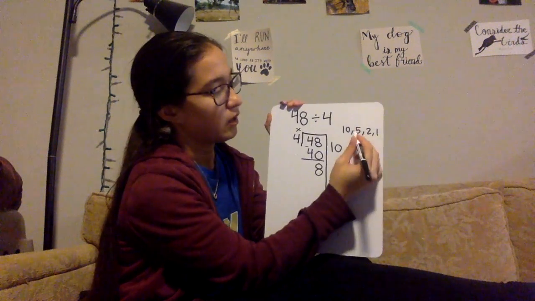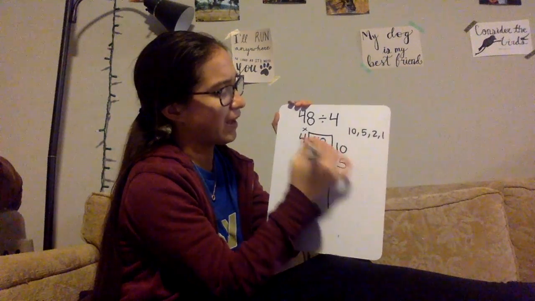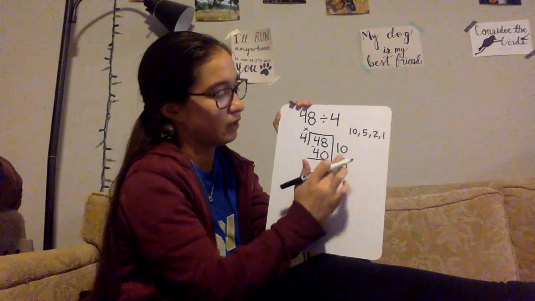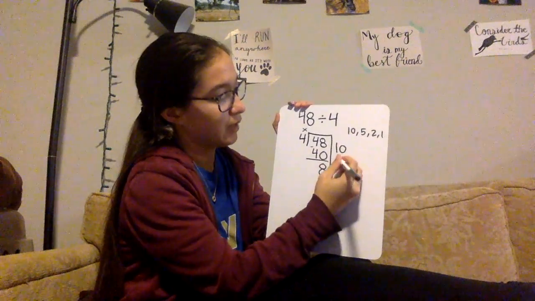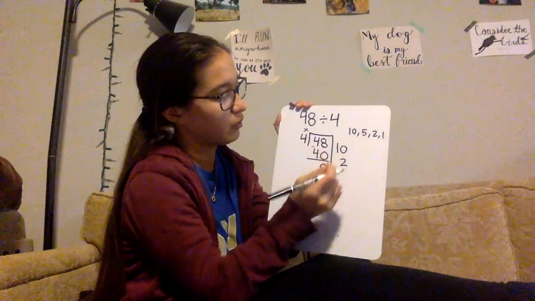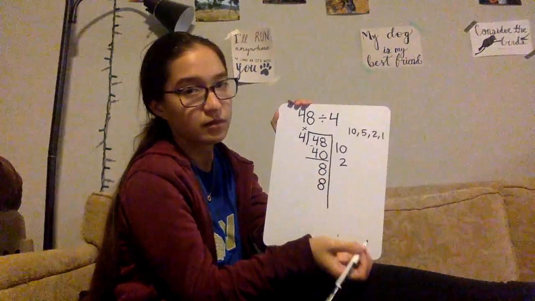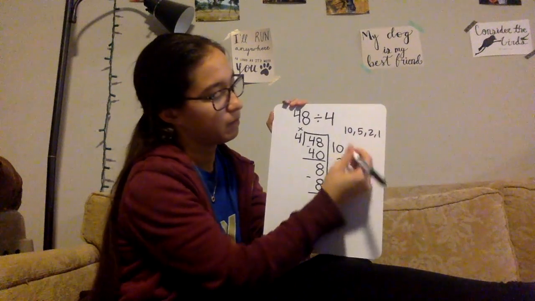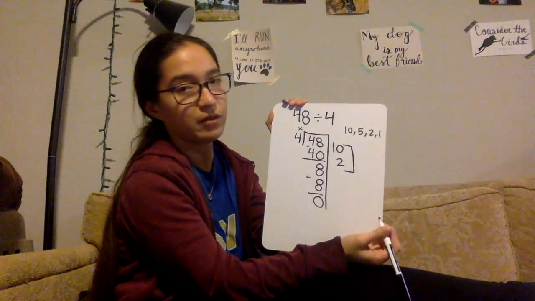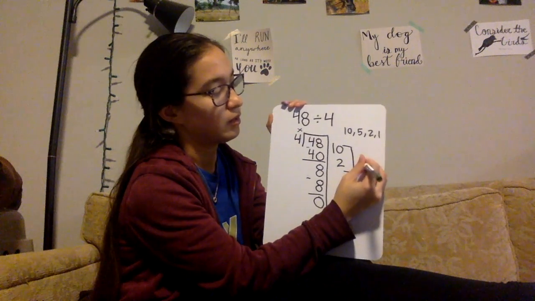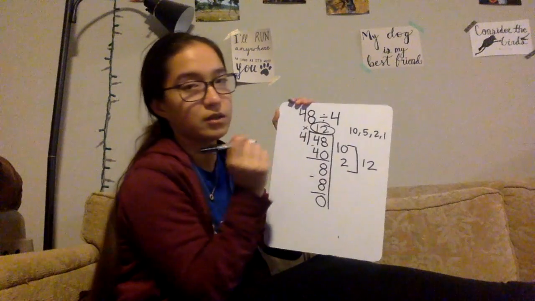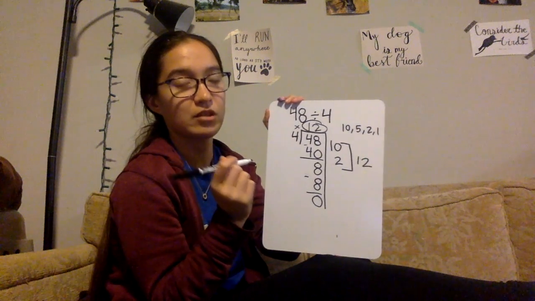Okay, if I do 4 times 5, that's going to be 20. That's too big, so I know that I can't use that. So I'm going to try 2 next. 4 times 2 equals 8. 8 minus 8 is 0, so that does work. And then the 0 tells me I add my side. 10 plus 2 is 12. And then my 12 always goes on top when I'm using the Big 7 strategy.